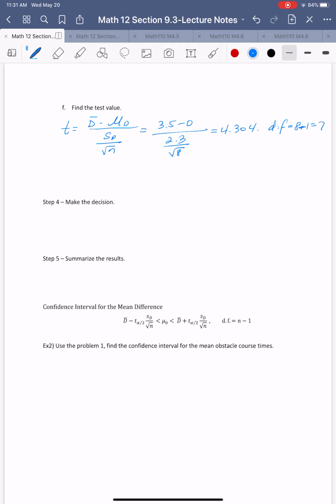Okay, and then we need to make a decision. So now what you need to do is, the critical value is 1.895, which is a right tail. And the test value comes out as 4.3, so about here, right? So 4.304 is in the critical region. Because of that, we need to reject the null hypothesis.